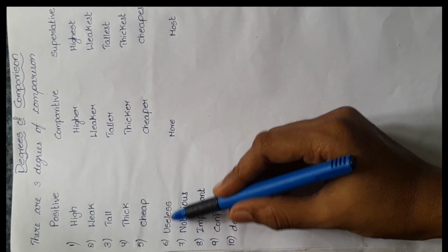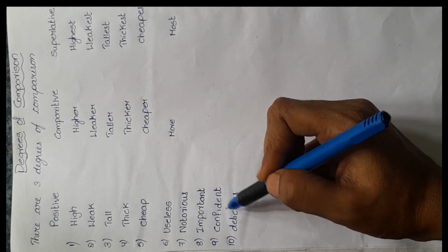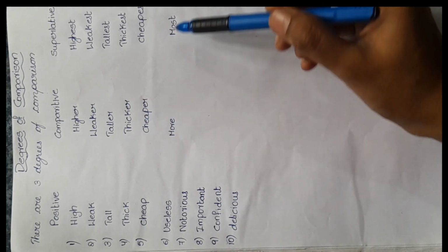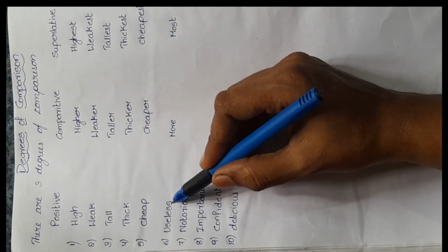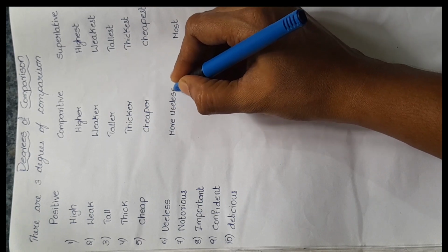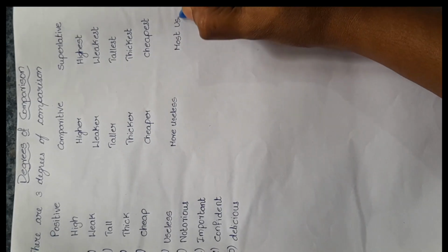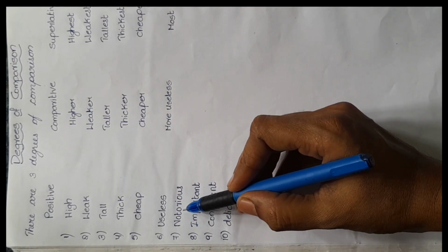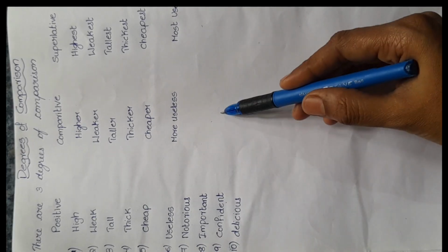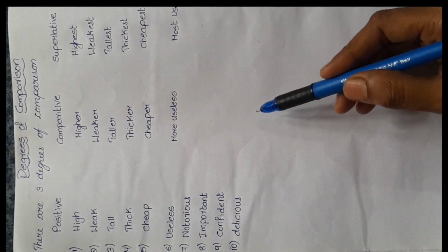Some words like useless, notorious, important, confident, and delicious. These words have more in the comparative degree and most in the superlative degree. That is, more useless, and in the superlative degree it is most useless. And more notorious, most notorious. More important, most important. More confident and most confident. Delicious, more delicious, and most delicious.